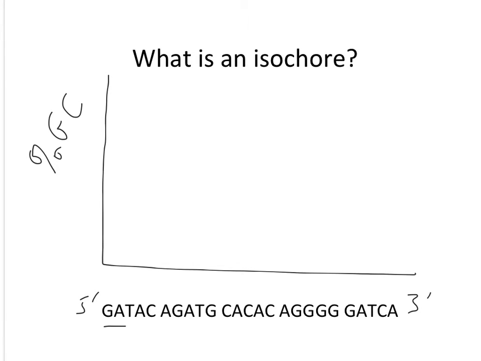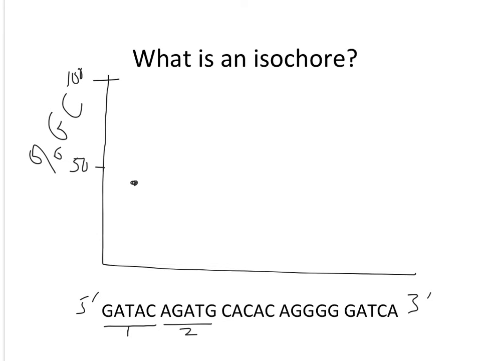So let's say in this case that we're making an isochore plot looking at 5 nucleotides at a time. So this first window, what we call window 1, what's the percent GC in those first 5 nucleotides? Out of 5, there's a G and a C, so 2 out of 5, 40%. So that first window is at something like 40%.